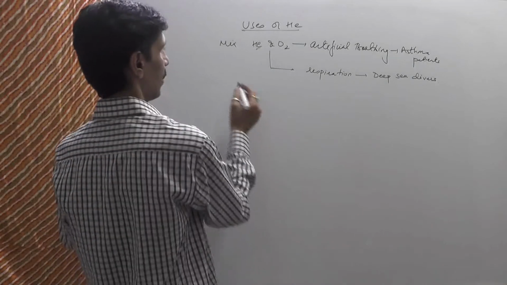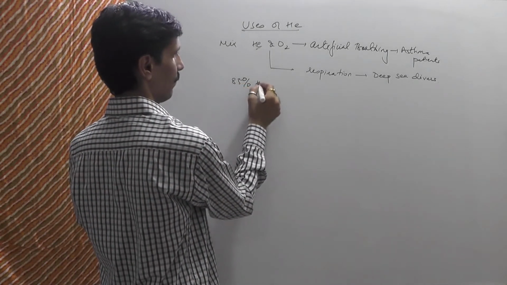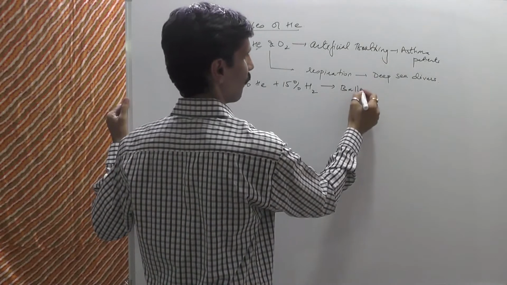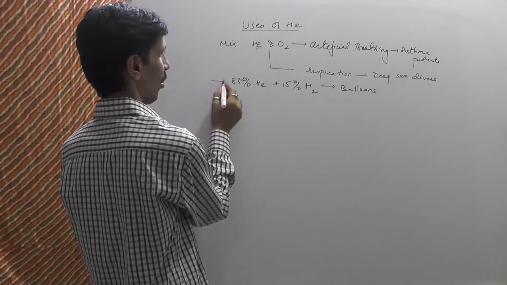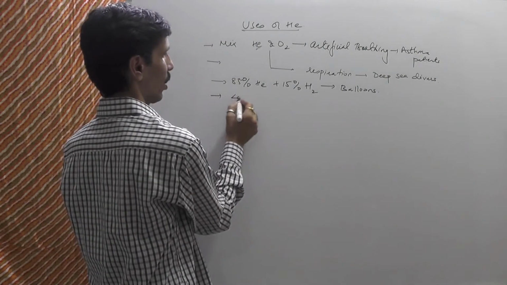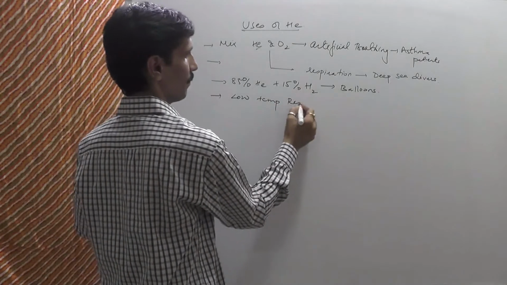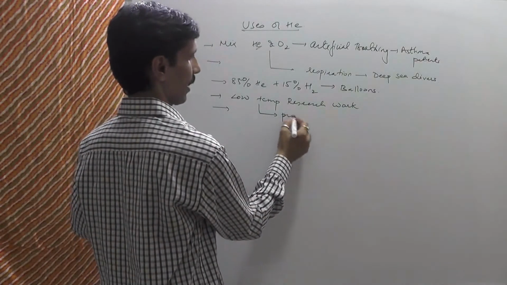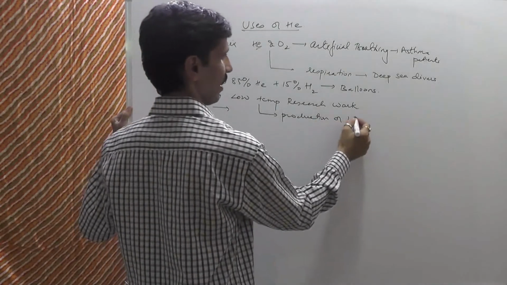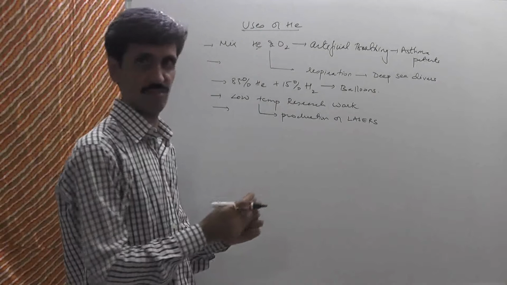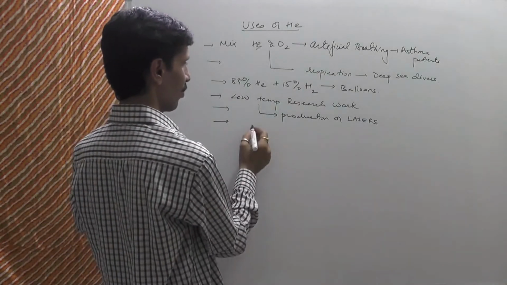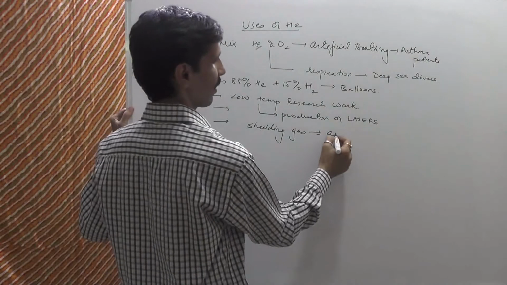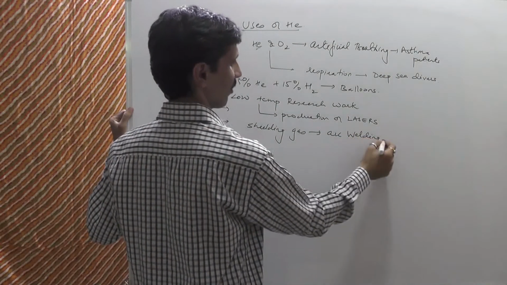All right, next one is the mixture of 85% helium along with 15% of hydrogen, which can be used for the preparation of balloons. Next one is, it is also being used for low temperature research work, and under this low temperature, it can also be used for the production of lasers, light amplification by stimulated emission of radiations. Okay, you probably know this. It is also being used as a shielding gas, in arc welding.